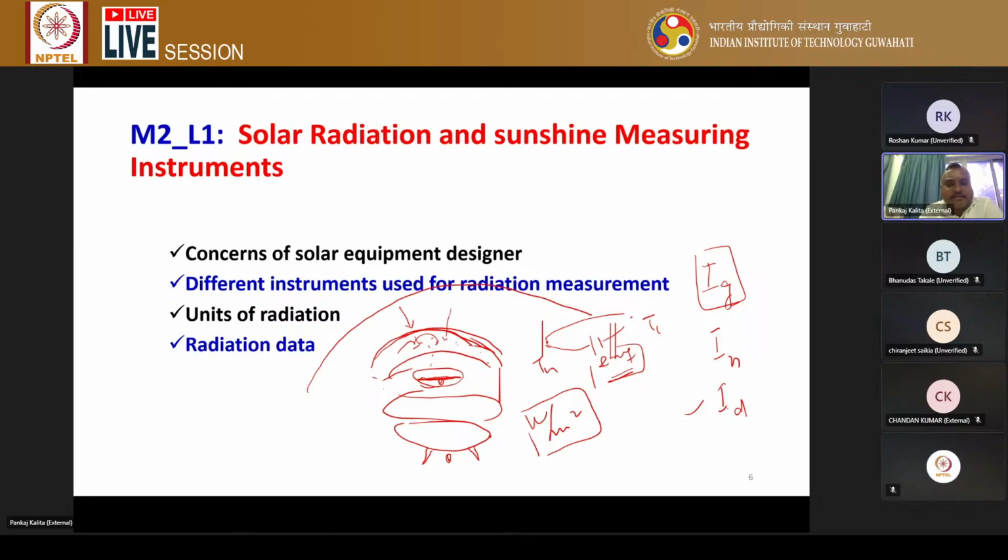And then the use of radiation, as I said, insolation, and then some radiation data. What kind of radiation and what radiation wavelength is used in what application has already been elaborated.